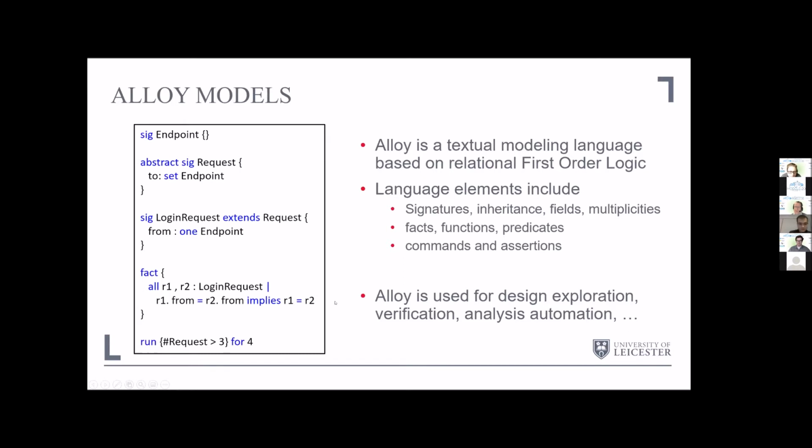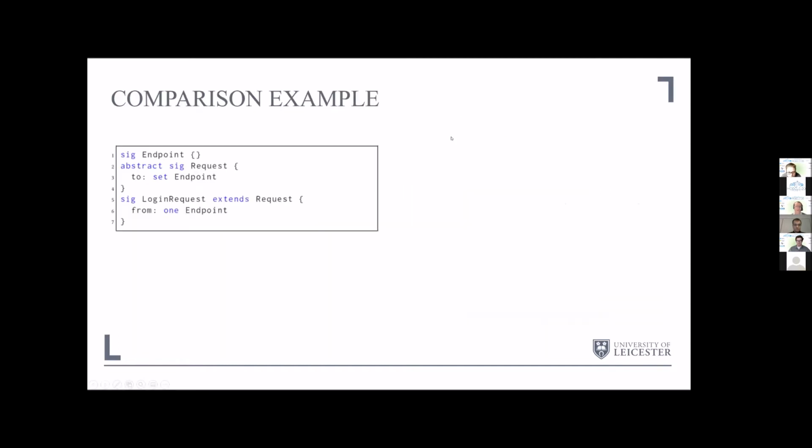And Alloy is used a lot for design exploration, but also for verification of software designs. And in the models community, it's also been used as a background solver for other analysis problems. So it's quite a popular language. And now the question is, why would we want to compare Alloy models?